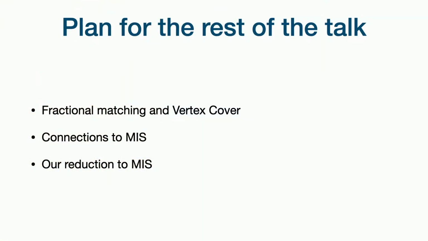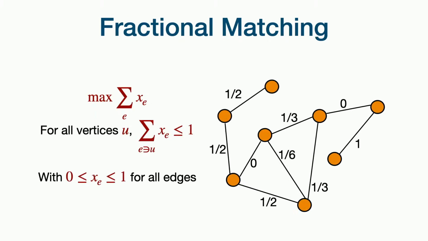So first I'm going to talk a little bit about fractional matchings and vertex covers, just a quick reminder, nothing new. And then I'll talk about the connection between maximal independent sets and matchings that we proved in our work. I'm going to go over these a little bit faster, because probably many of you have seen these before. So what's a fractional matching?